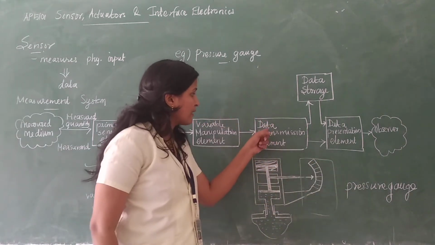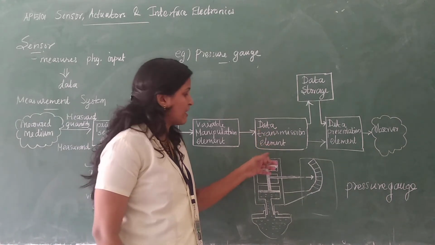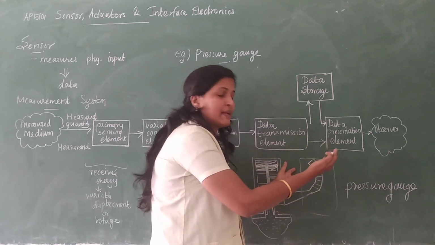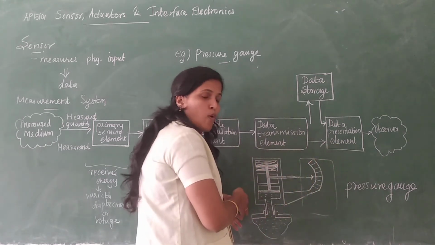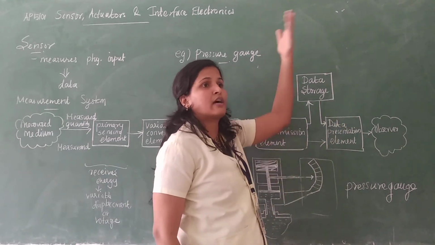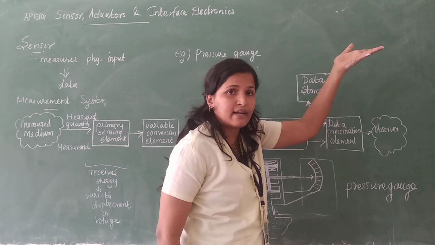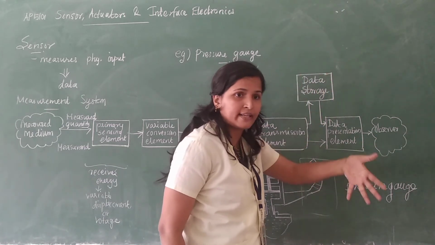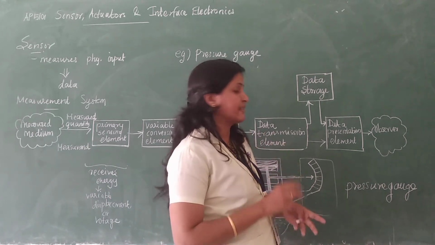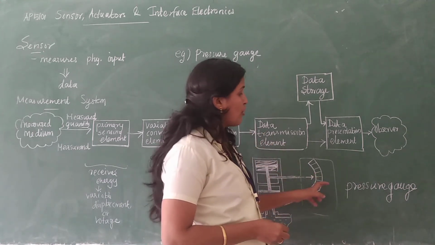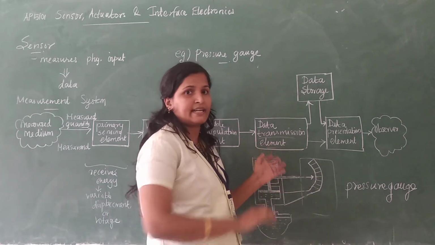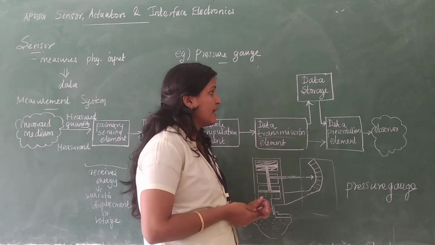Here the transmission element is not needed because the gauge is here and the display of the measurement is here. In some applications the measuring instrument is in one place and the monitor is in some other place. Sometimes in remote sensing, the satellite will be capturing, but the ground station will be monitoring the changes in the readings. At that time, you need the transmission element in between. The data transmission process will happen.